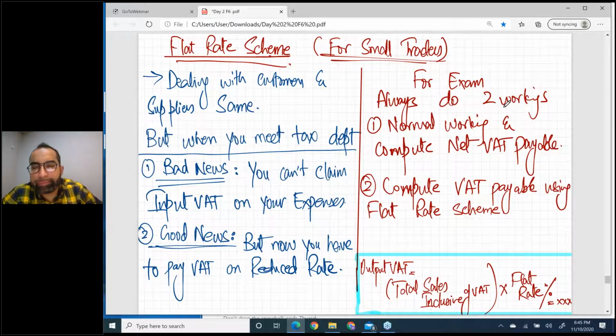Now the third scheme is flat rate scheme. Let me give you some introduction, and this is very interesting. Flat rate schemes are for small traders, very poor small traders, not for big people. And the evidence for this is the limit. The limit for annual accounting scheme was 1.35 million and 1.6 million. But for flat rate scheme, the limit is very low. It's around 150,000 and 230,000, right?